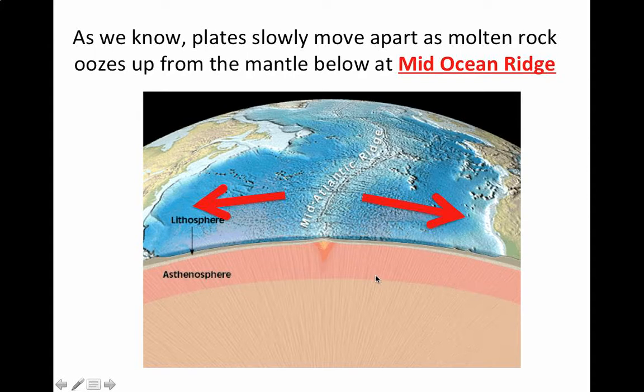Now, as we know, these plates slowly move apart because of the mantle coming up at the mid-ocean ridge. Again, mid-ocean ridge being one of the main features of this type of boundary.